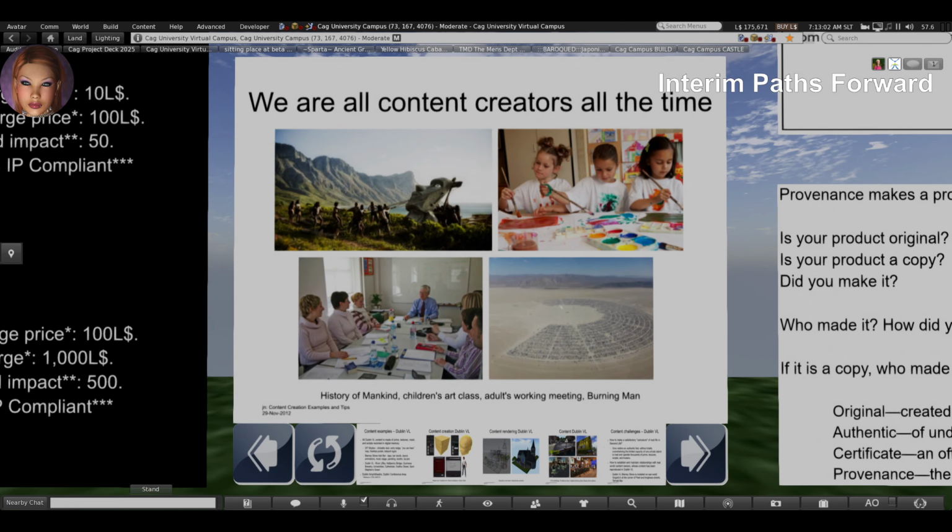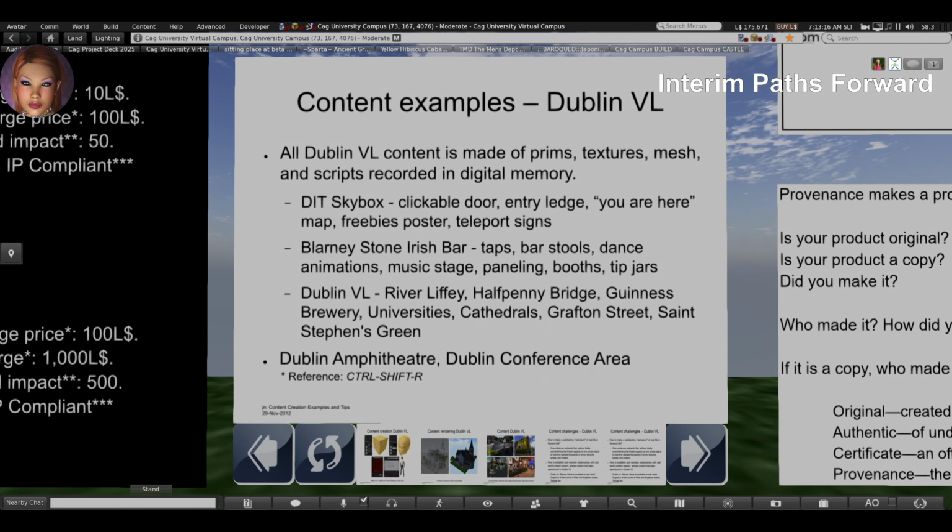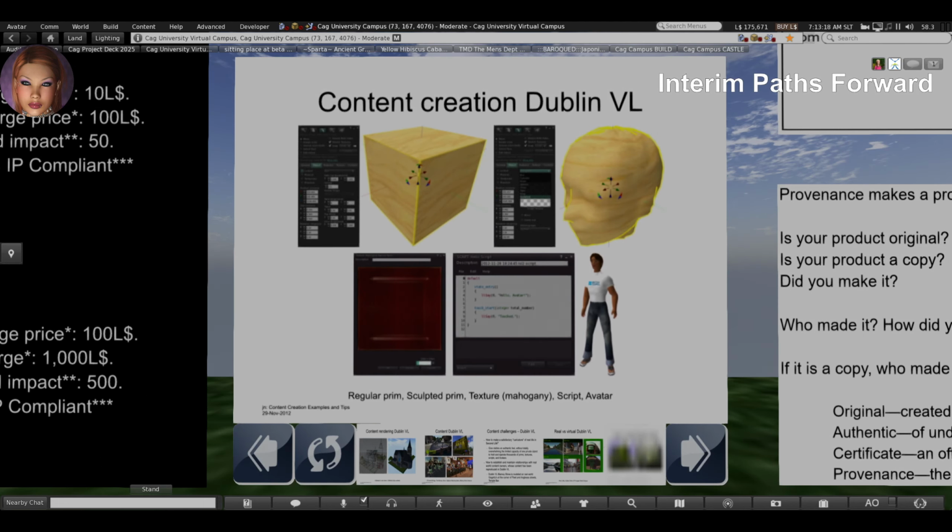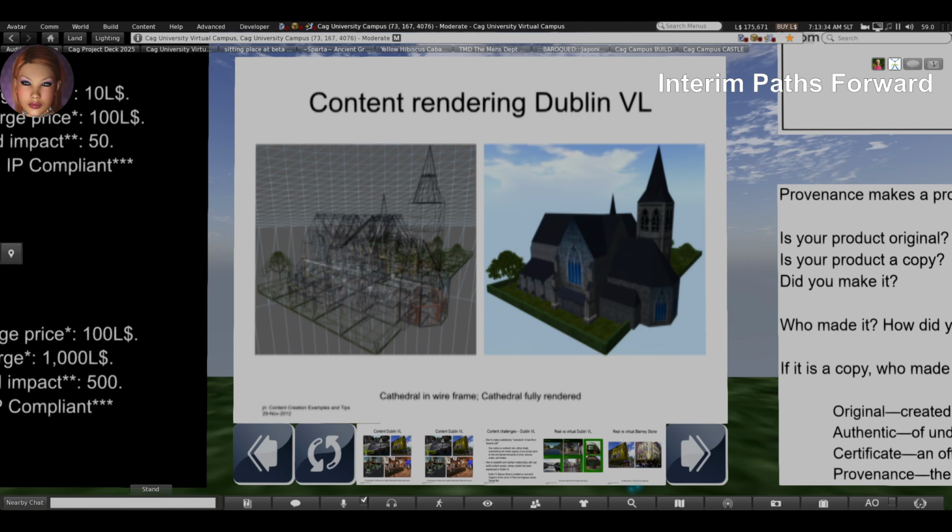We're always creating content, whether it's at an elementary level, or way back in the old days, a meeting of a team, or even a worldwide conference like Burning Man here. In the digital world, we create content using primitive objects called prims, or more complex objects called mesh. And we have scripts down here and avatars. All of these are being made using components digitally.